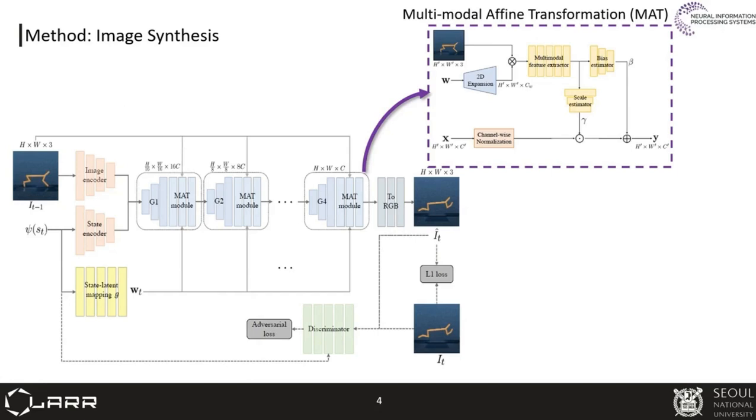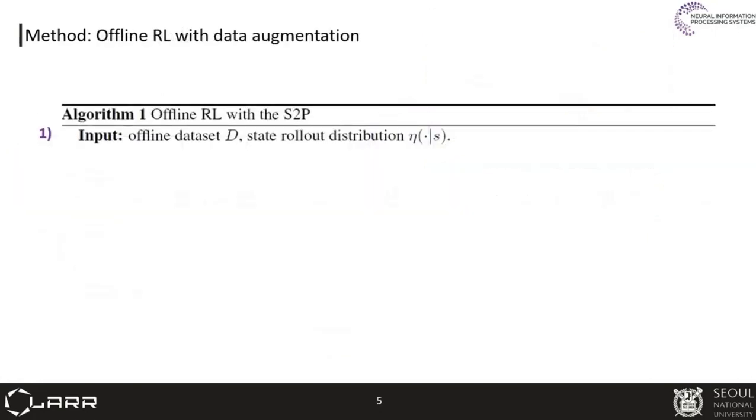First, the state vector is expanded to the same size as the conditional image, and they are concatenated channel-wise. Then, the multimodal feature extractor produces the scale and the bias vector for the learnable affine transformation. Lastly, the features which propagate to the generator are normalized and transformed via multimodal scale and bias. The overall training process is summarized in this algorithm.